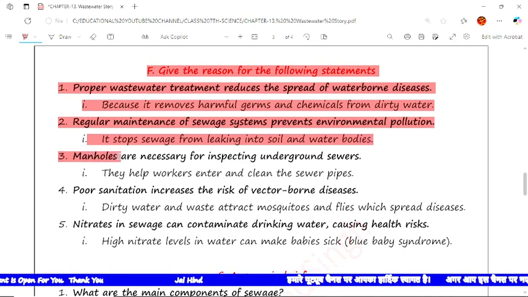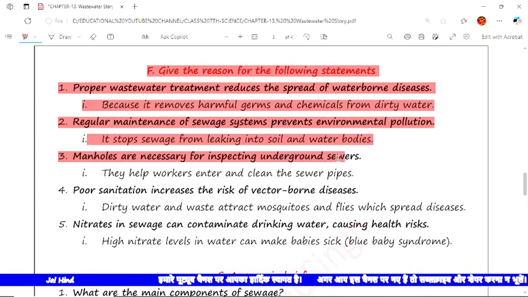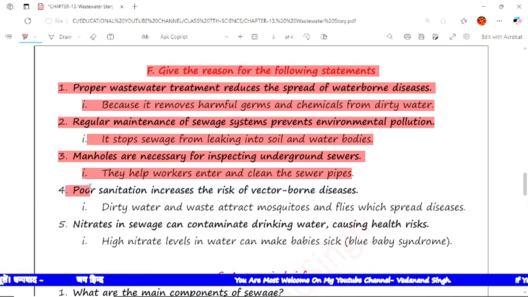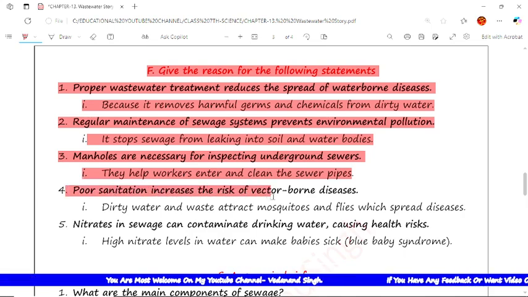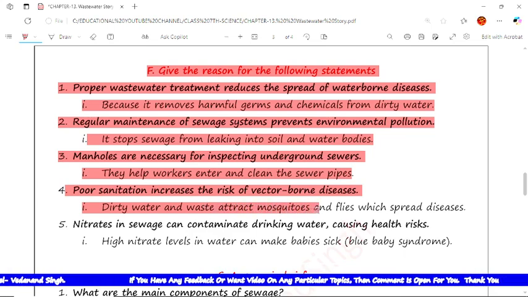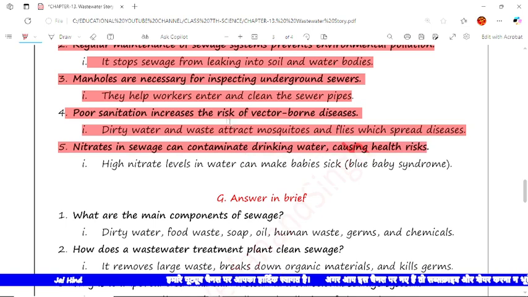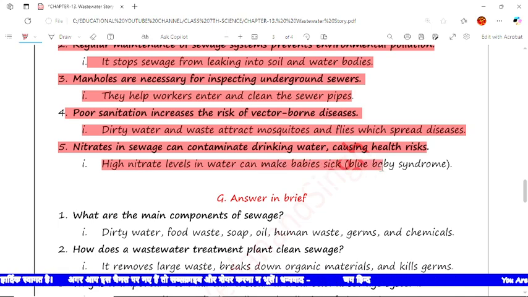The next statement is manholes are necessary for inspecting underground sewers. The reason is they help workers enter and clean the sewer pipes. The next statement is poor sanitation increases the risk of vector-borne diseases. The reason is dirty water and waste attracts mosquitoes and flies, which spread diseases. The next statement is nitrate in sewage can contaminate drinking water, causing health risk. The reason is high nitrate levels in water can make babies sick, blue baby syndrome.